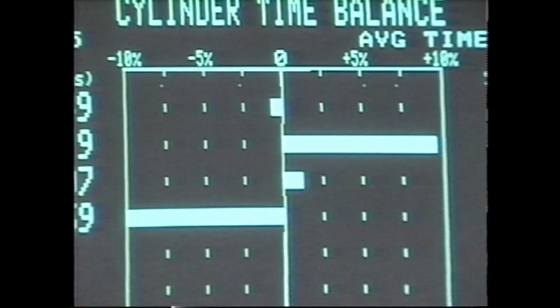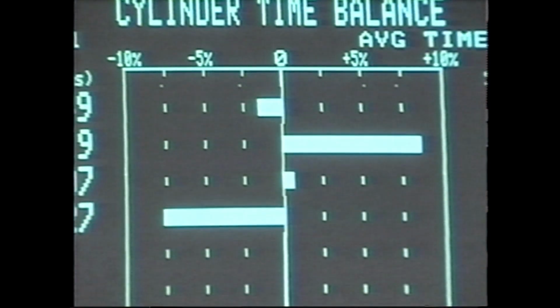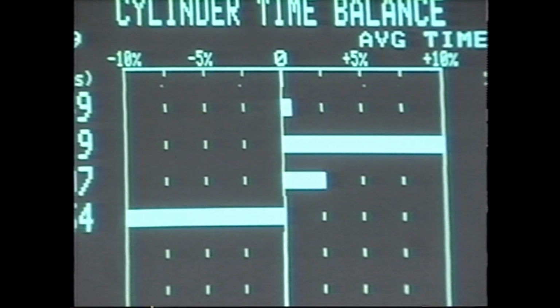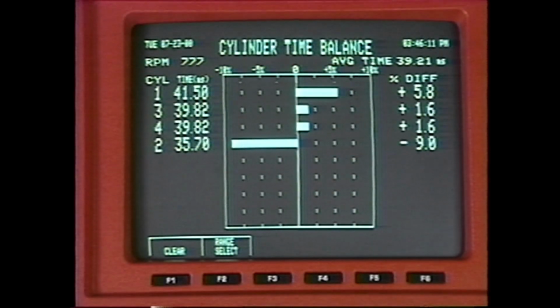An engine running rough displays an erratic firing pattern. This is caused by improper primary circuit triggering. This is caused by a malfunctioning primary circuit triggering device on a distributorless ignition system.